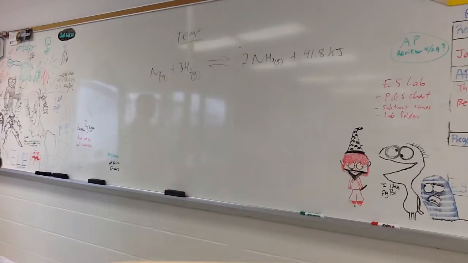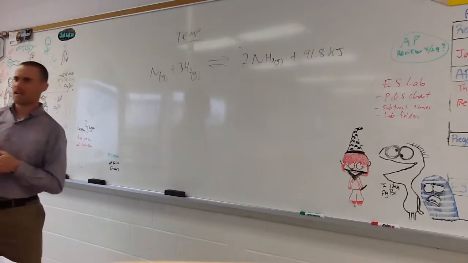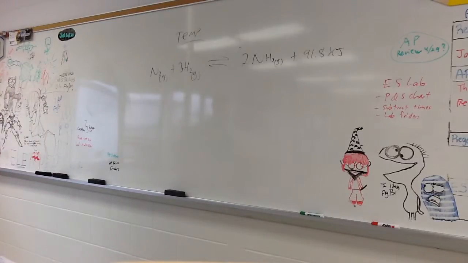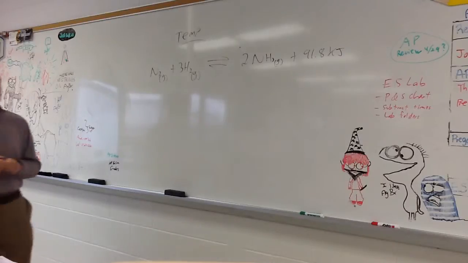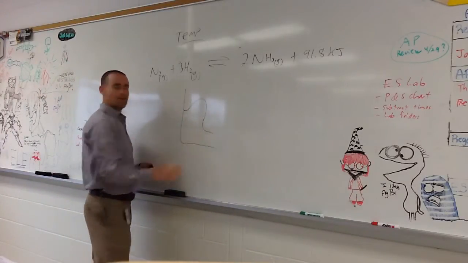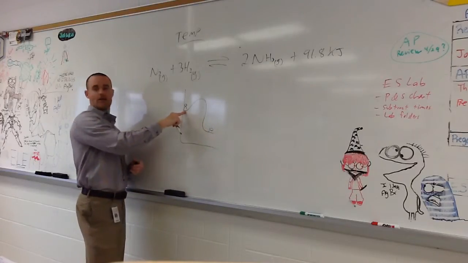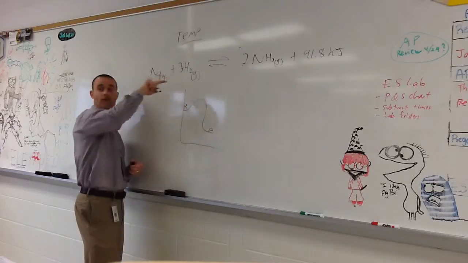This is at equilibrium. Is this exothermic or endothermic? Exothermic. So the potential, don't write this, but the potential energy curve will look like that. It would have less energy as products, more energy as it loses it as it goes forward.